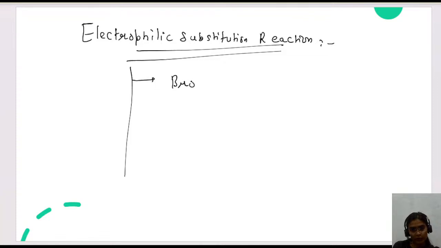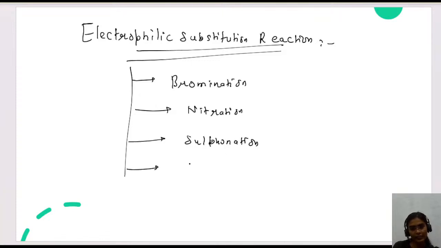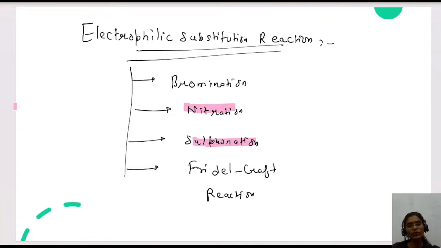One is the bromination. Second is the nitration. Third is the sulfonation. And the last is the Friedel-Crafts. If we're discussing the important ones, although all are important, the important one is Friedel-Crafts, the same as acylation, alkylation part. This is important. Two are very much important. So let's start with all four, one by one.